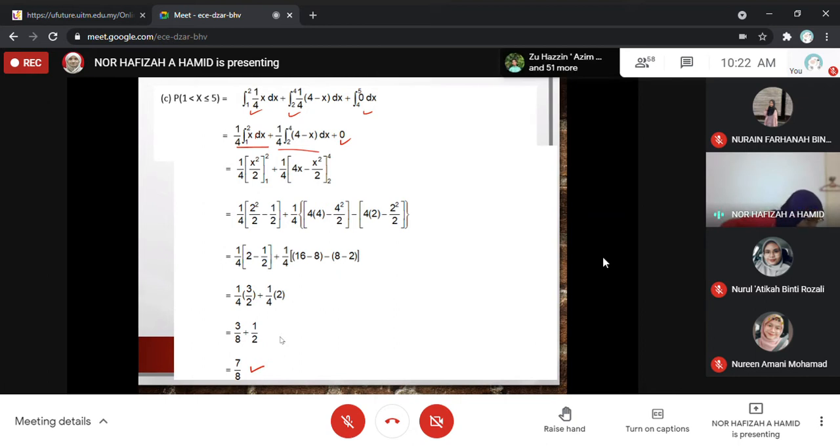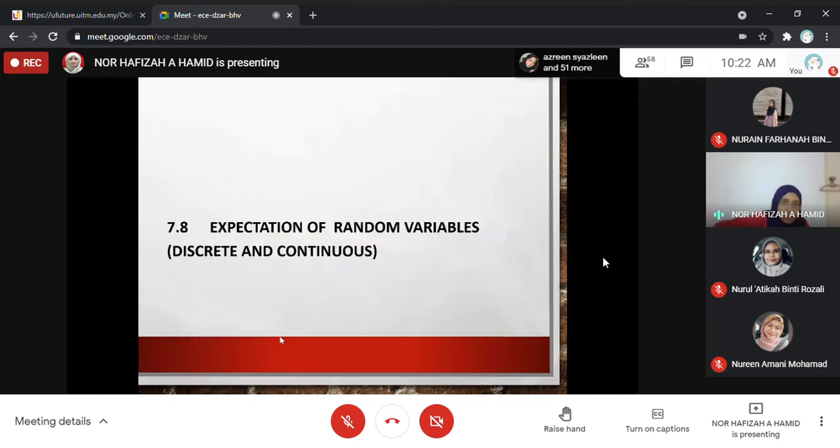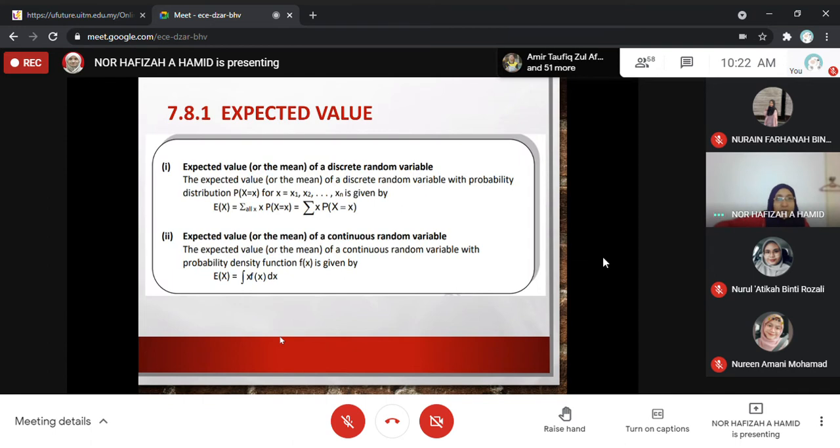Okay, so kalau tak ada soalan, saya nak continue with expectation of random variables. So expectation of random variables ni, dia sama juga macam mean. The mean of random variables. So mean tu kita dua, discrete and also for continuous. Okay, formula expected value or mean of discrete. Ni untuk formula discrete. Okay, we have EX. EX is the notation for the expected value. Formula dia is summation of the X times with the probability.